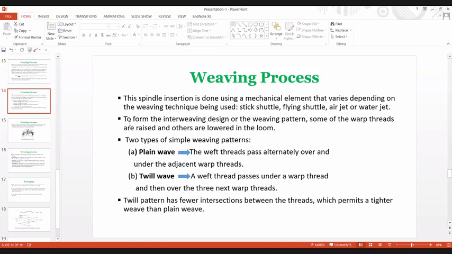In plain weave, the weft threads pass alternately over and under the adjacent warp threads. And in twill weave, a weft thread passes under a warp thread and then over the three next warp threads. The twill pattern has fewer intersections between the threads, which permits a tighter weave than a plain weave.